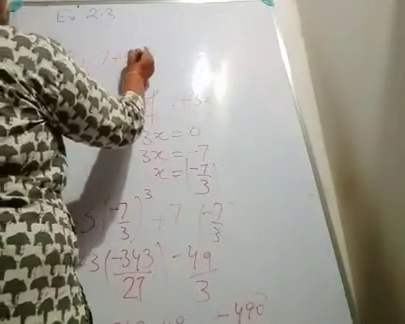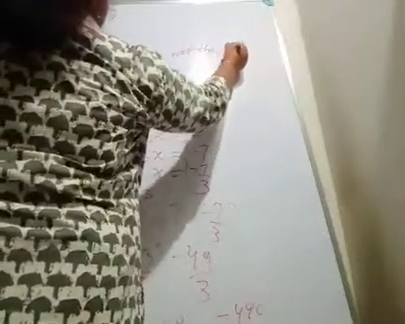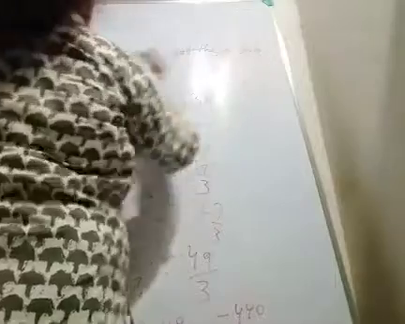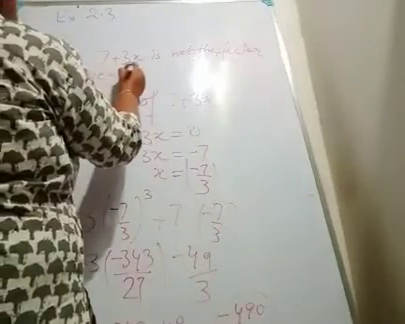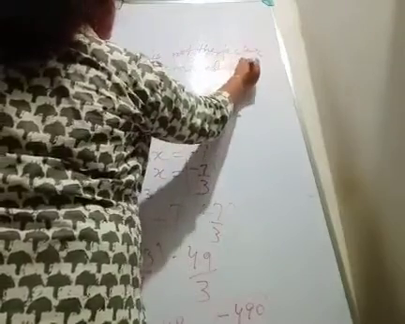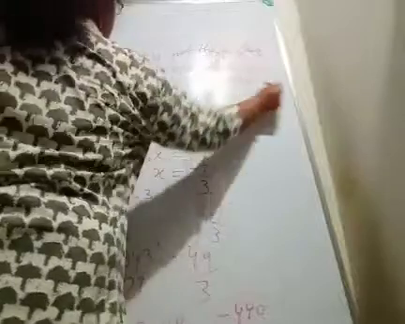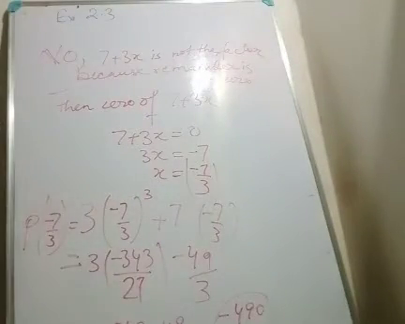Seven plus 3x is not the factor because the remainder is not 0. Not 0. Okay students, now let's start exercise 2.4.